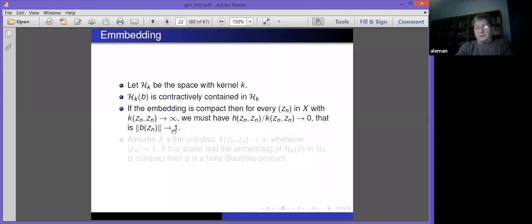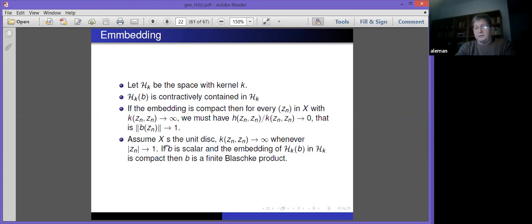But this in our case just means that the norm of B(z_n) goes to 1, because then the norm here is just 1 minus the norm of B(z_n) squared. So this is something quite restrictive. If you take X to be the unit disk, and you have a Bergman kernel or a Cauchy kernel, then this will go to infinity whenever you approach the boundary. So if B is scalar and you expect the embedding to be compact, then this only can happen when B is a finite Blaschke product. So the embedding will never be compact, except in this case.